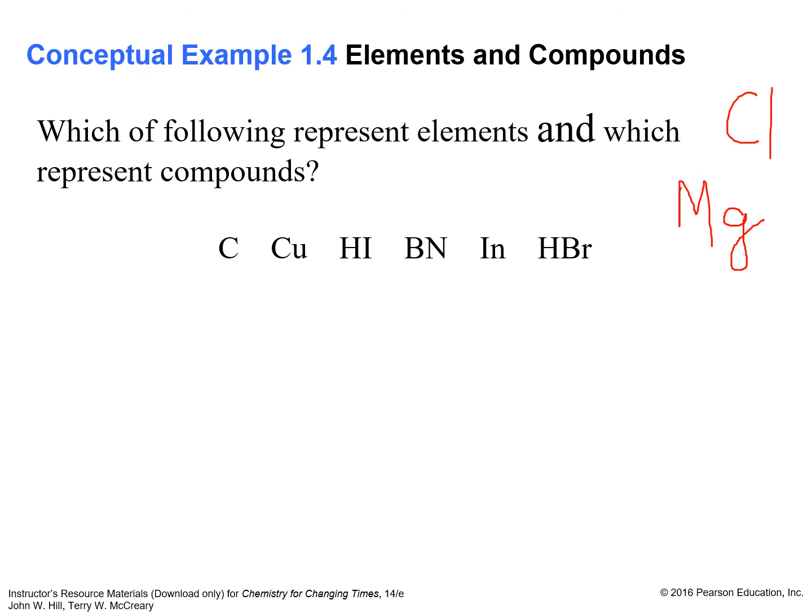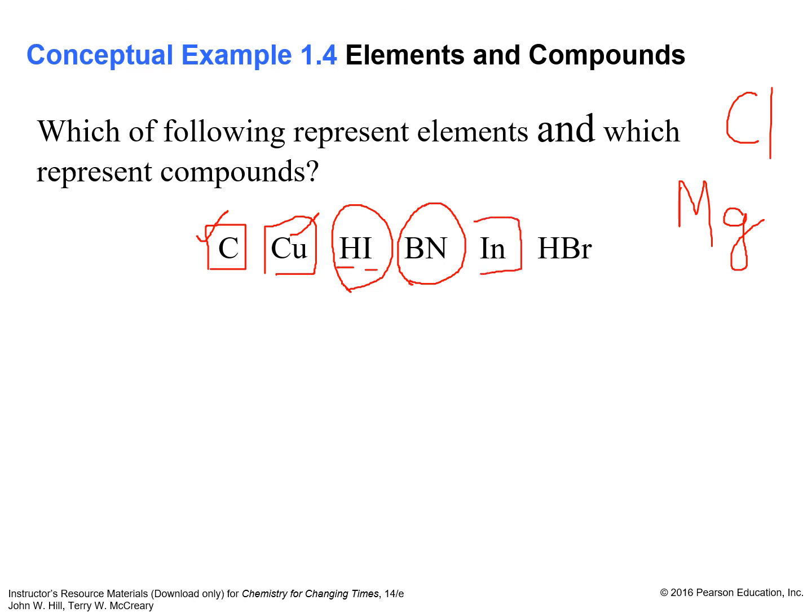So let's look at this example. First is only C, so that is a symbol for carbon. Cu is a symbol for copper. H, you know, is hydrogen. I is iodine. So HI is not an element, it's a compound. So let's circle the compound. BN again has boron and nitrogen, so that's again a compound.